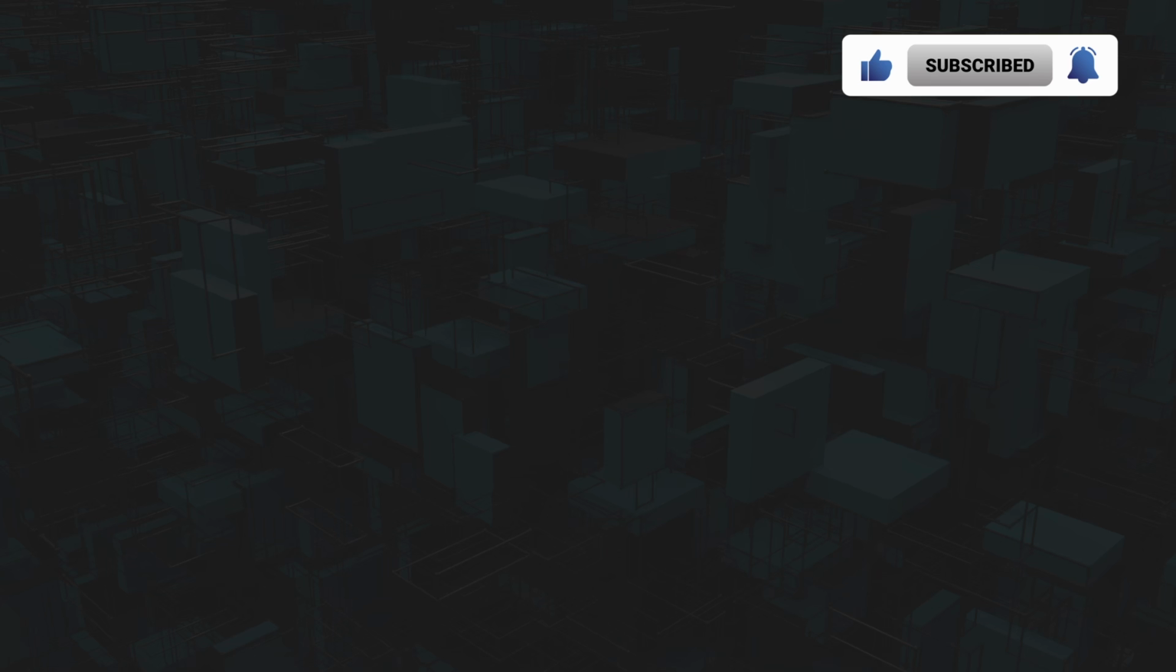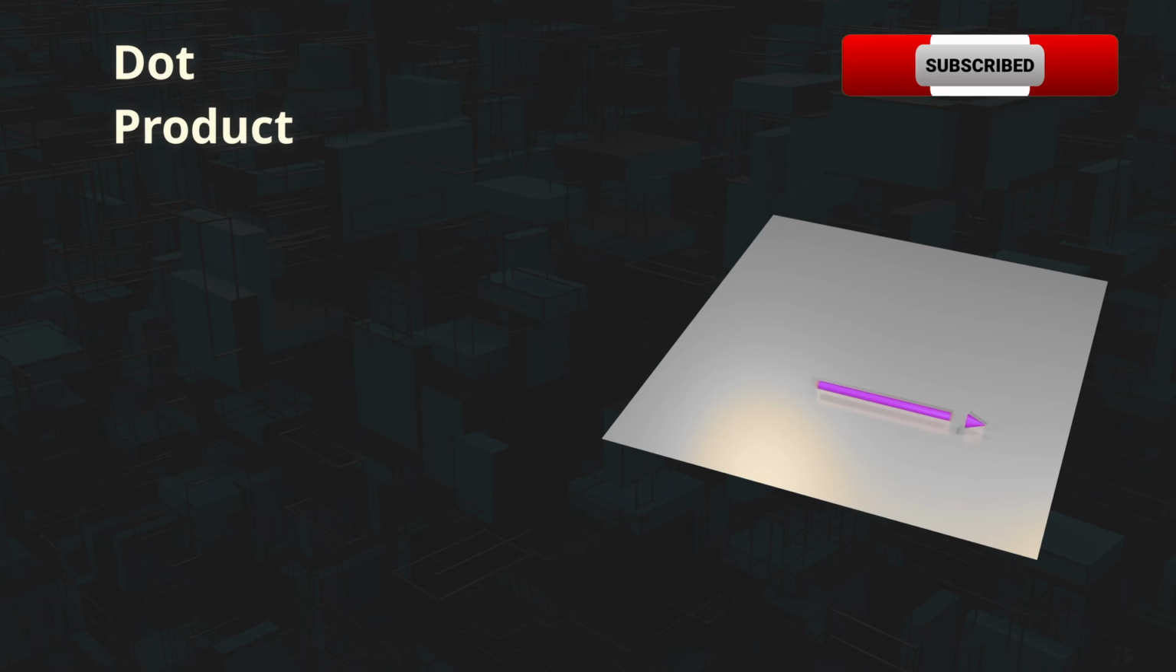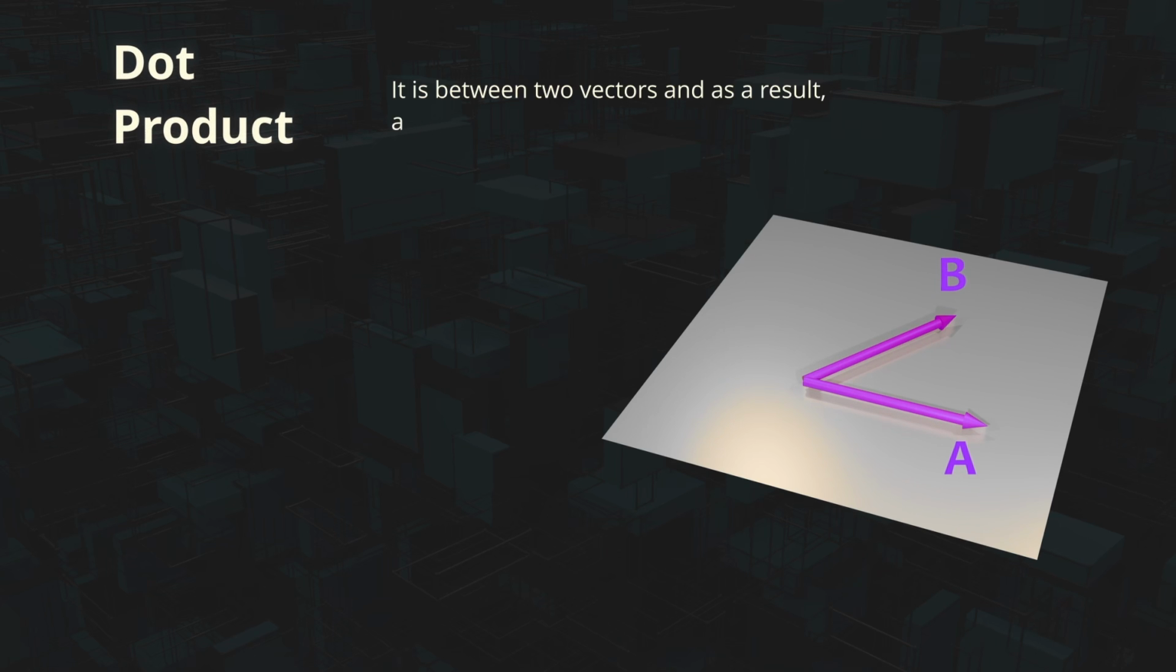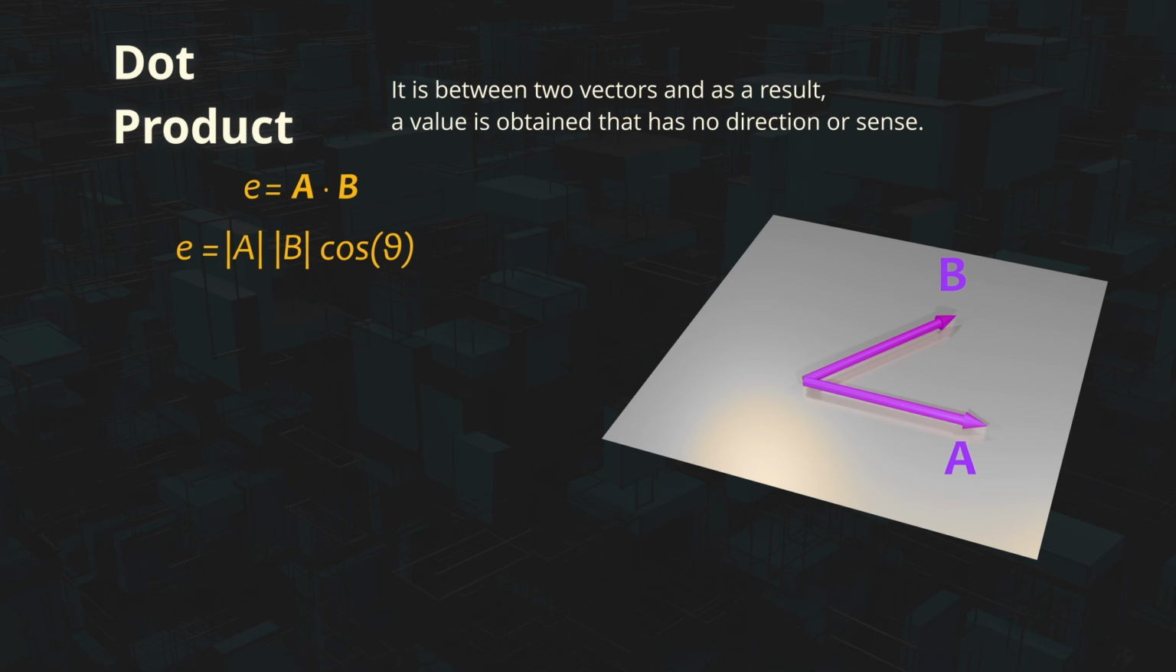The scalar product, also known as the dot product, is a mathematical operation that applies to two vectors in three-dimensional space. The result of the scalar product is a scalar number, that is, a quantity without direction or sense. It is represented with the dot symbol and is calculated using the following formula, where A and B are the two vectors. |A| and |B| are the magnitudes or modules of vectors A and B, respectively. Theta is the angle between vectors A and B.